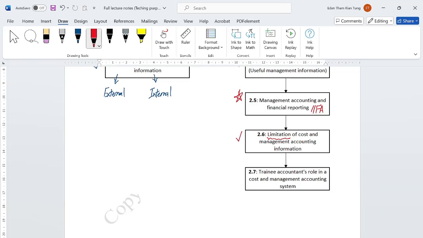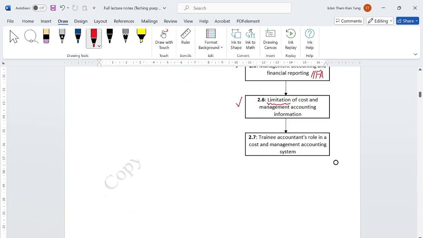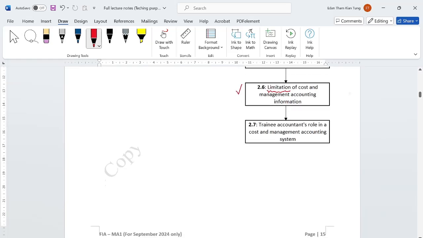Okay. And last but not least, we will learn about the trainee accountant's role in a cost and management accounting system, which is something very theoretical. Basically, you got to know, if today after you graduate you become a trainee accountant for management accounting, then what are the fundamental job scopes that your manager is expecting from you? All right, so that you guys can have an idea about it.